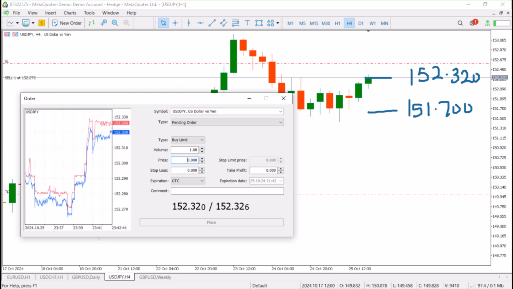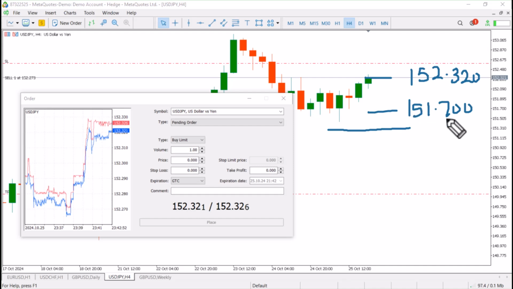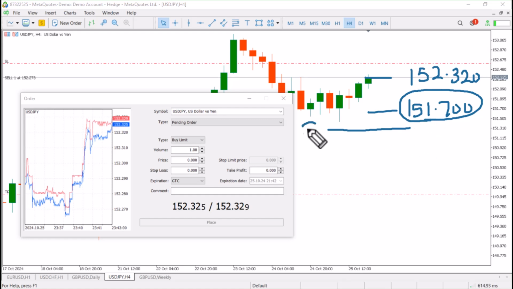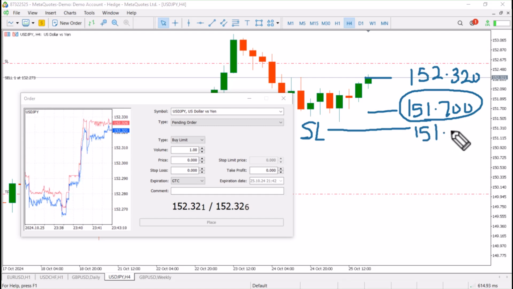Right now, what you need to do is, where would you prefer to have your stop loss? Your stop loss must be below your limit, because you are trying to buy at the price of 151.700. So your stop loss should be below 151.700 since you are buying. So let's place our stop loss to be 151.3. 151 is lower than 151.700. Is that clear?